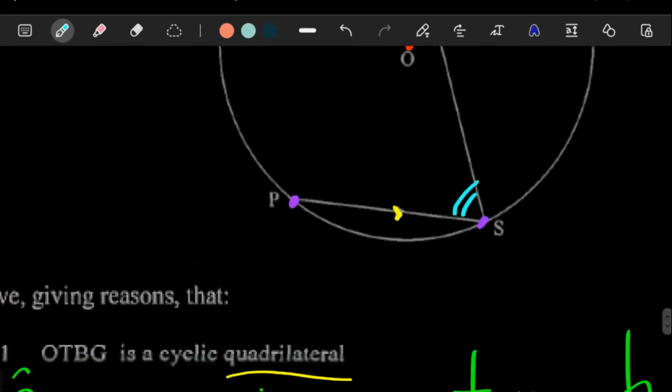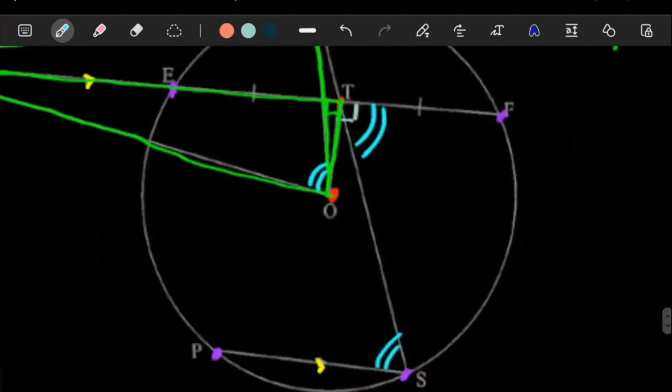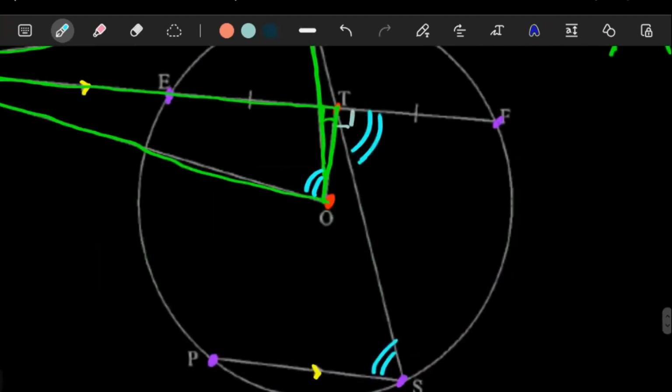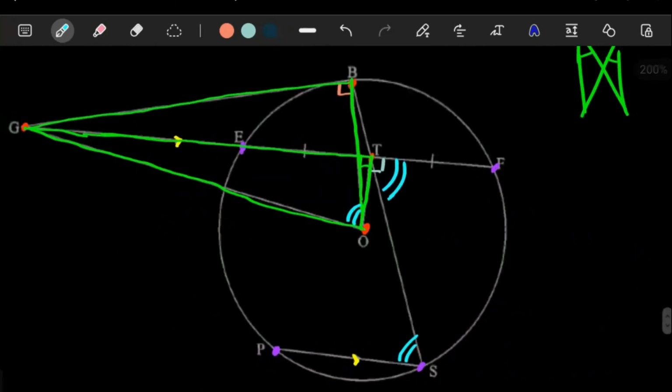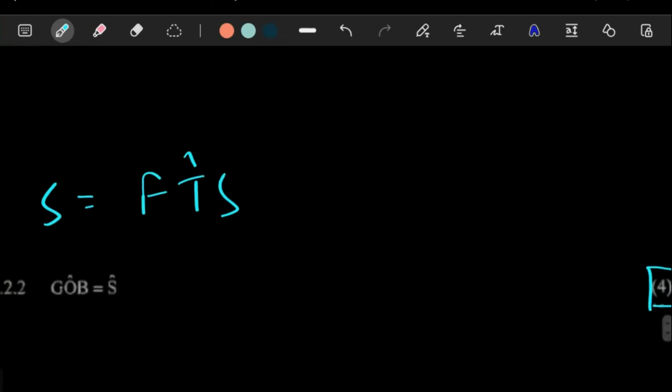Prove that it is equal to angle S. Well, without wasting any time, let's just write out what we have so far, like the fact that S is equal to FTS. So let's just do that. S is equal to FTS. The reason for that is alternating angles. Okay, there we go. Alternating angles.